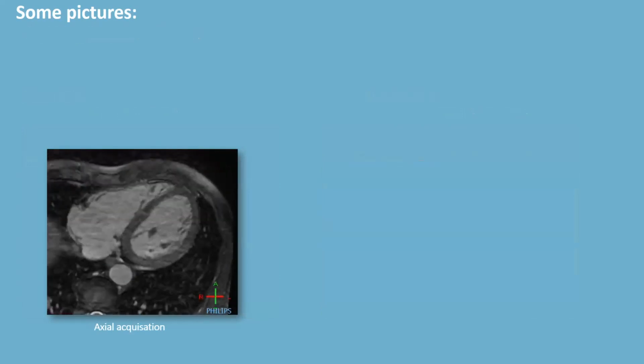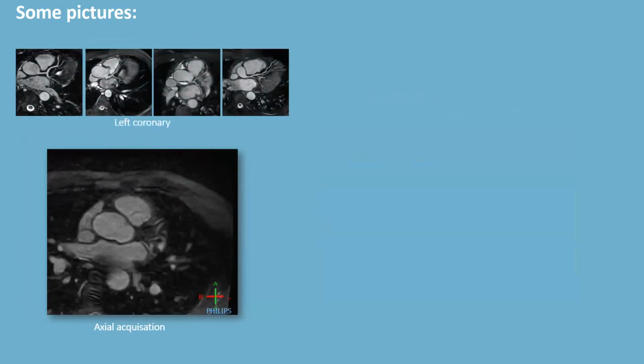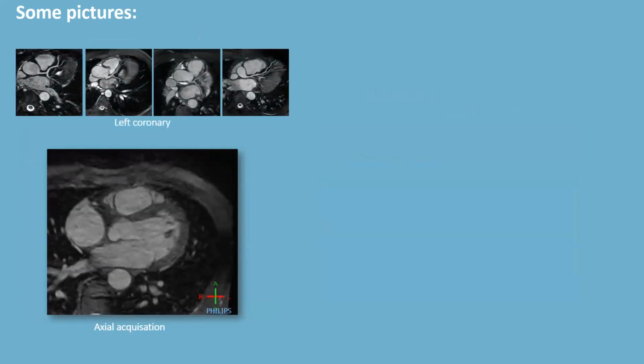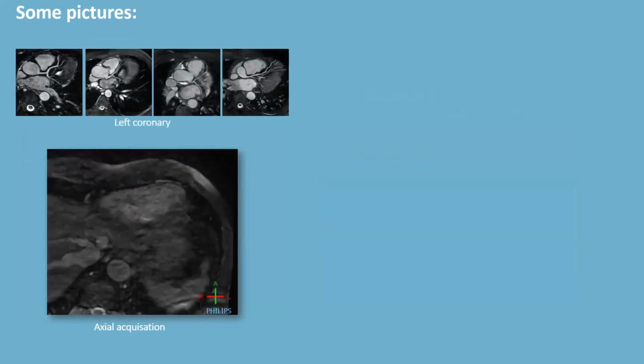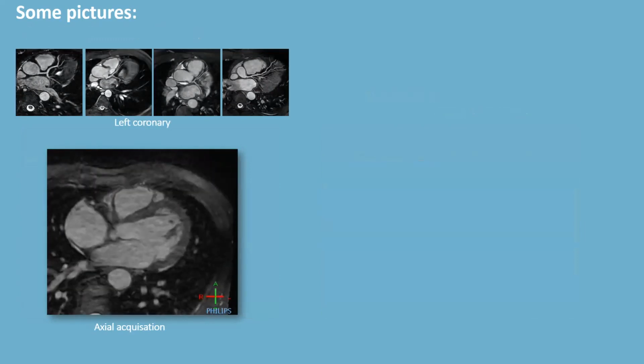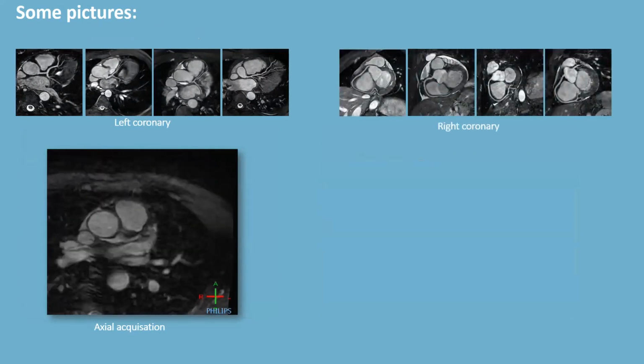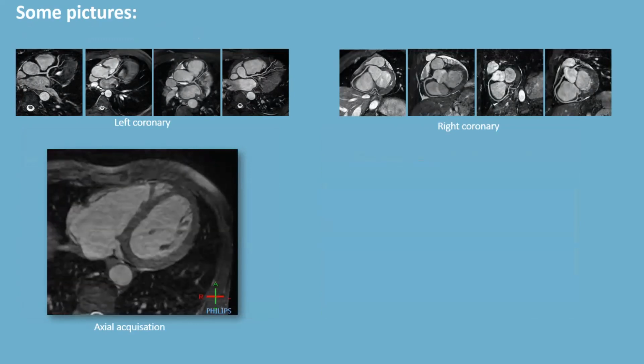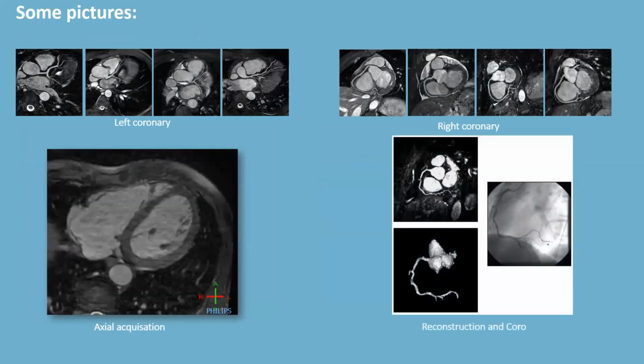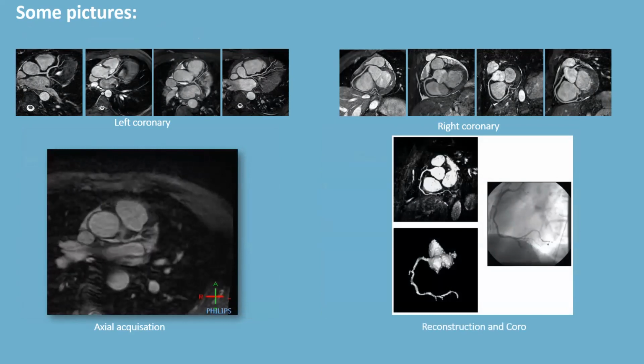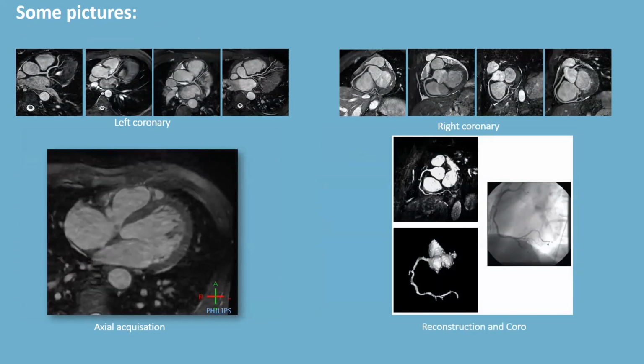Here there is some picture of the axial acquisition. You can see the coronary here. You can see the right and the left coronary. It appears very well here in the left and also for the right. Here some reconstruction and some classic curved reformats.